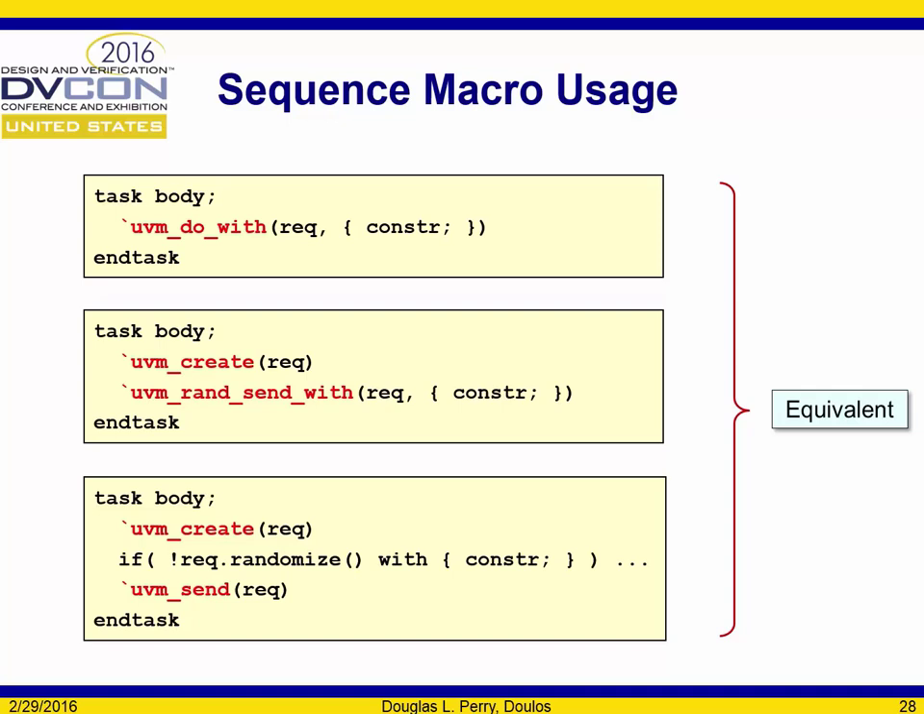For instance, here's an example of, you can, of course, UVM do with some constraint, right? UVM create, send with some constraint. Here you can do a create, then a randomize, and then a send. And all of these are equivalent. They're all just using different macros.